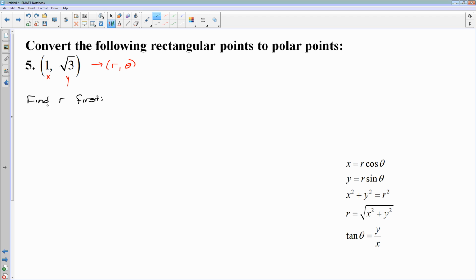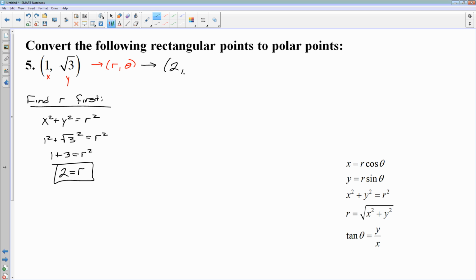And in order to find r, I'm going to use that Pythagorean theorem. I know that x squared plus y squared equals r squared. X is 1, so 1 squared plus the square root of 3, my y, squared equals r squared. 1 plus 3 equals r squared. 1 plus 3 is 4. Square root of 4 is 2. So we get 2 equals r. Well, I'm halfway there. I know that r is equal to 2.